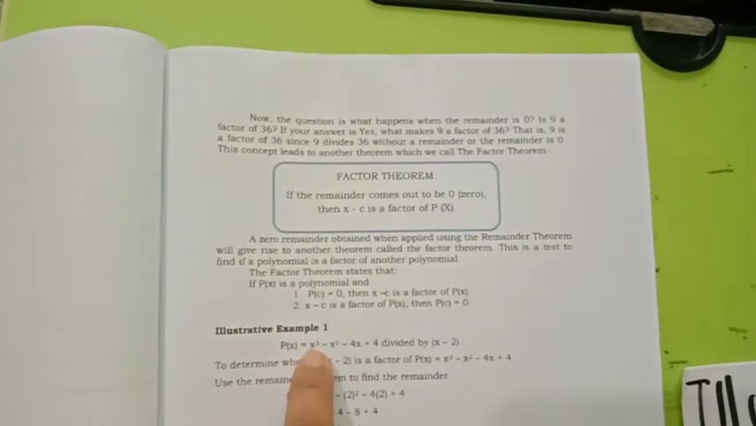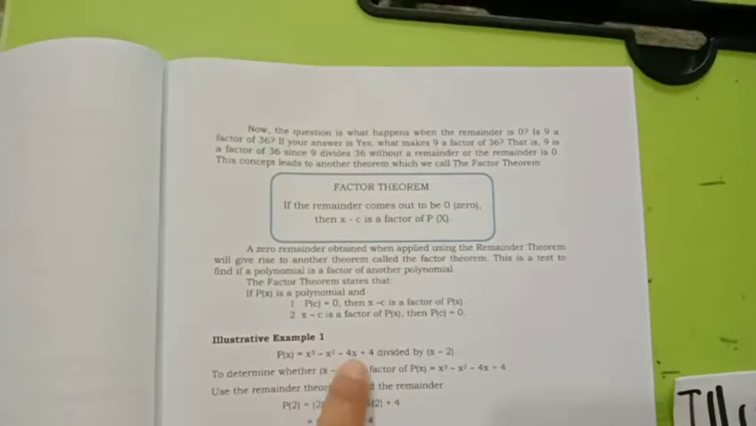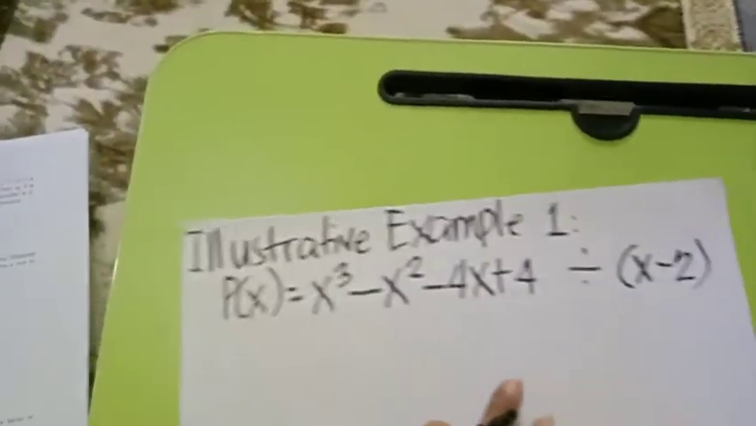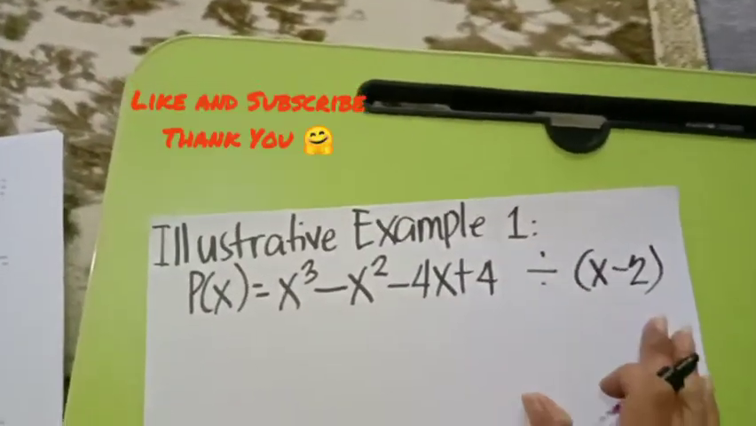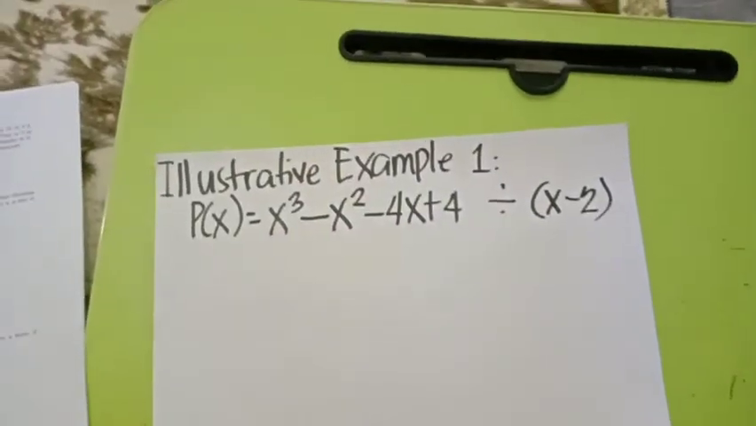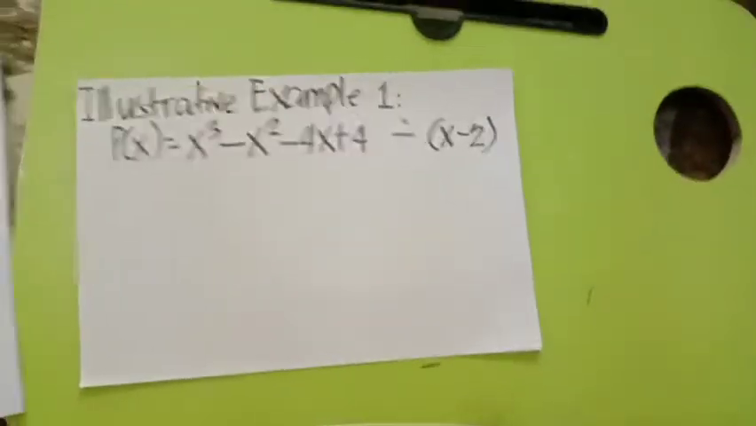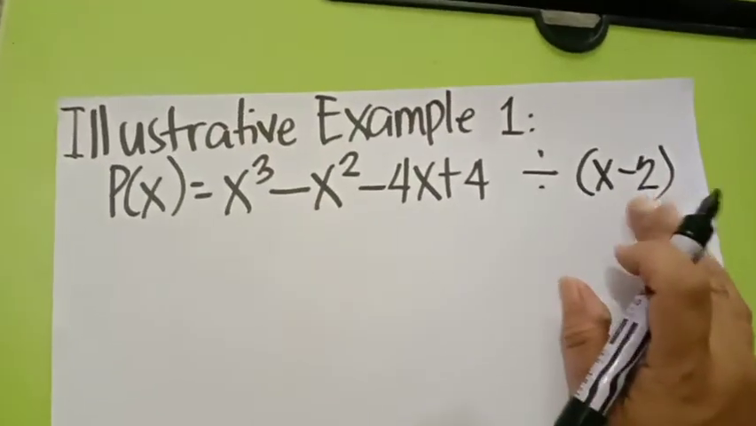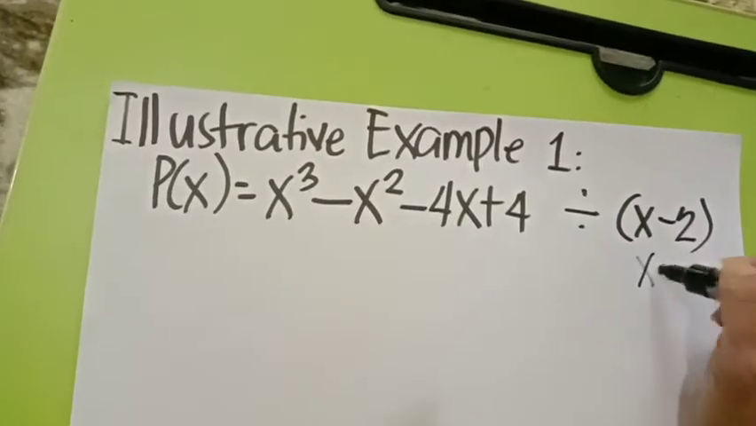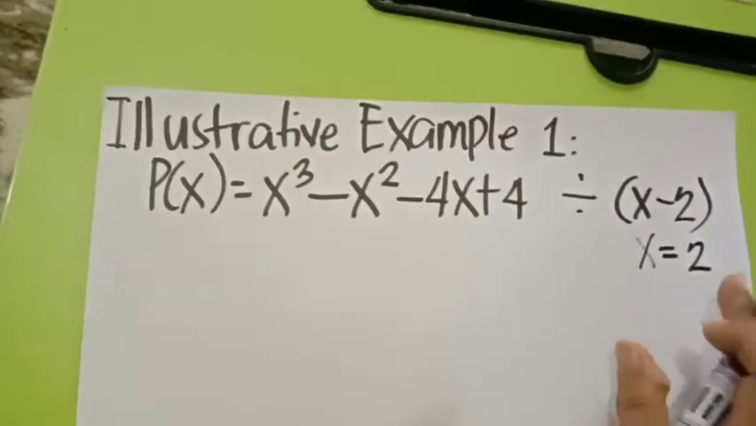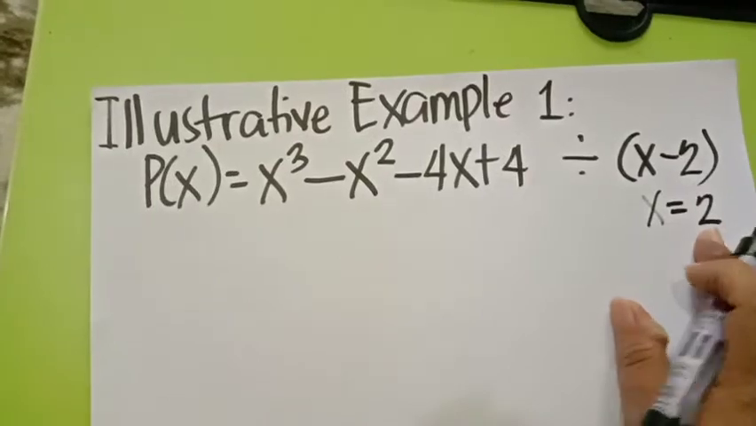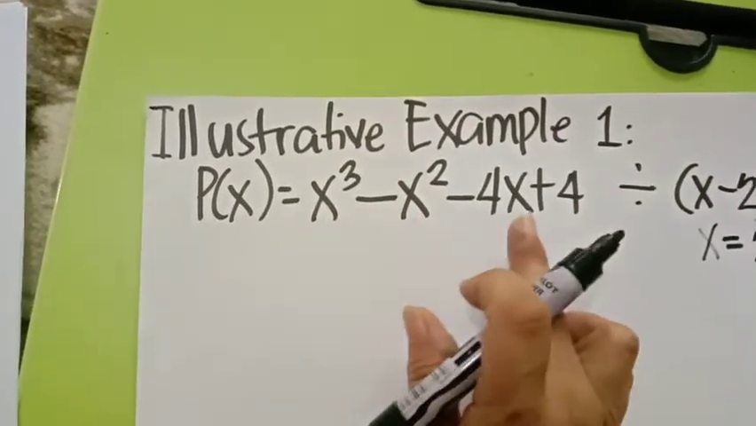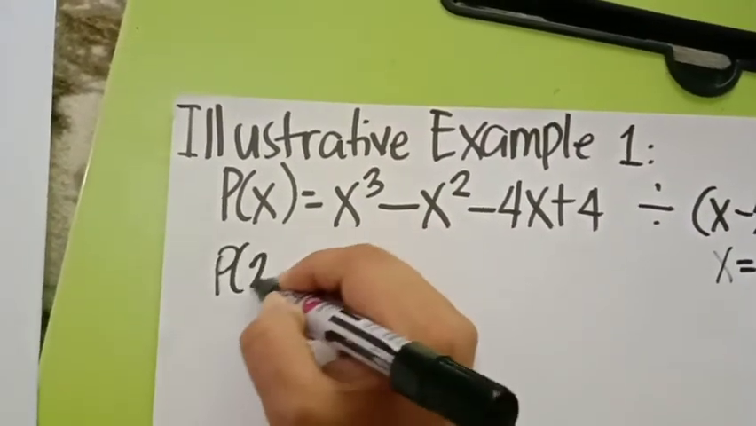P of x is equal to x cubed minus x squared minus 4x plus 4 divided by x minus c. Gamitin natin ang factor theorem to determine if x minus 2 is a factor of x cubed minus x squared minus 4x plus 4. So, first, let us determine the value of c. So, let us restate x minus 2. This will become x is equal to positive 2. So, yung positive 2 will be substituted to the variable x. So, this will be p of 2.